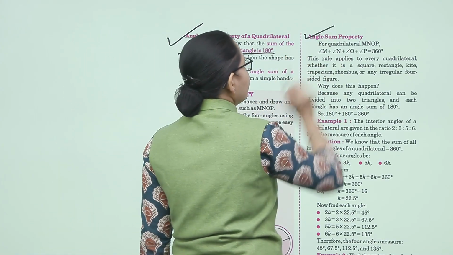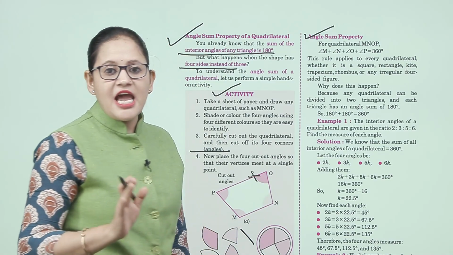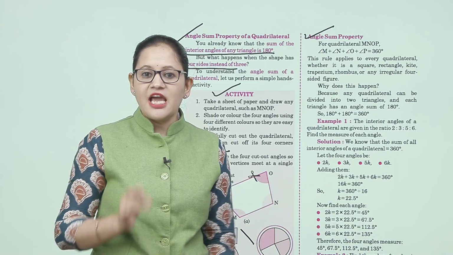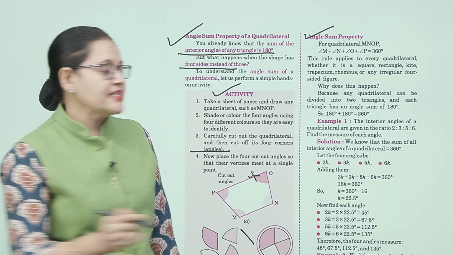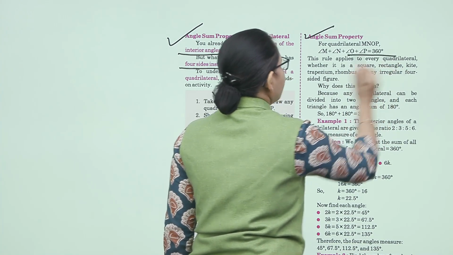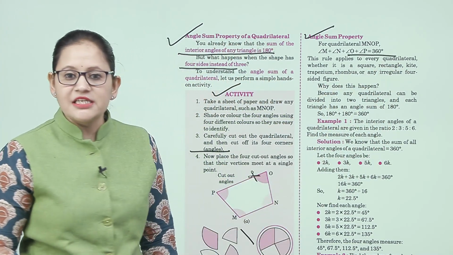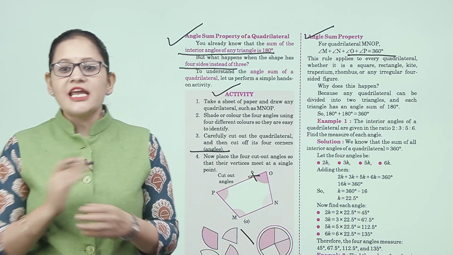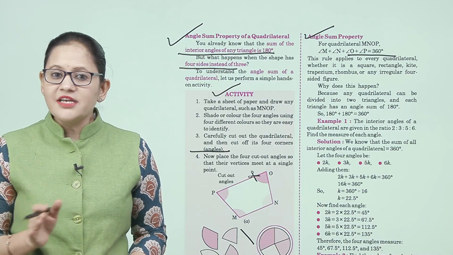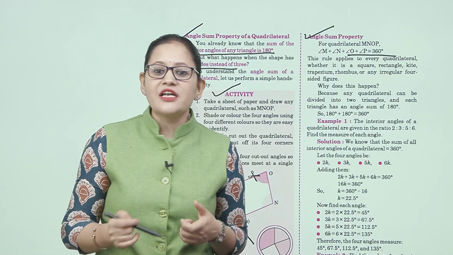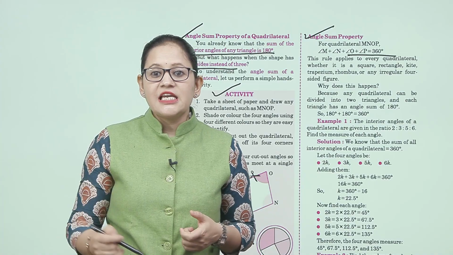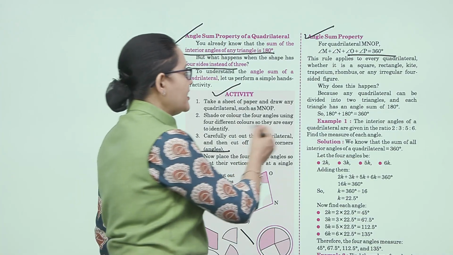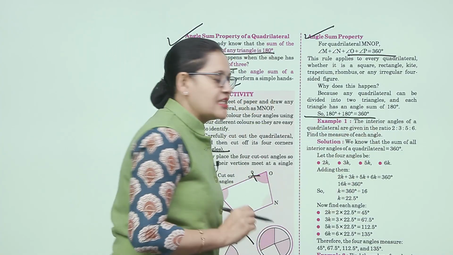Now, angle sum property. For quadrilateral MNOP, the sum of all four interior angles M, N, O and P is 360 degrees. This rule applies to every quadrilateral, whether it is a square, rectangle, kite, trapezium, rhombus or any irregular four-sided figure. Why does this happen? Because a quadrilateral can be divided into two triangles. Each triangle has an angle sum of 180 degrees. So 180 plus 180, two triangles, total is 360 degrees.